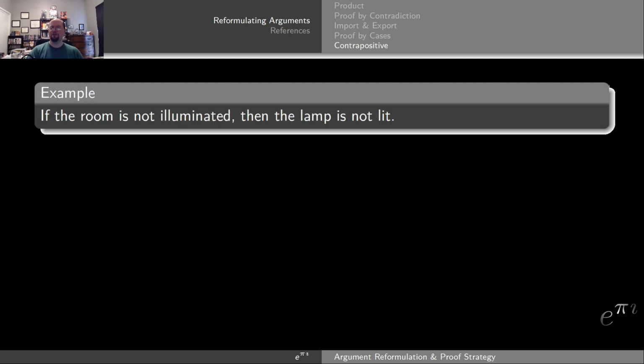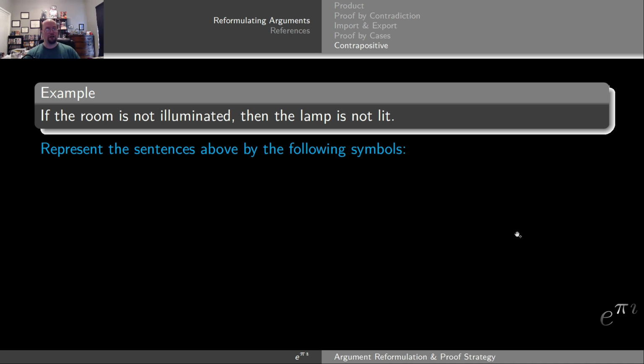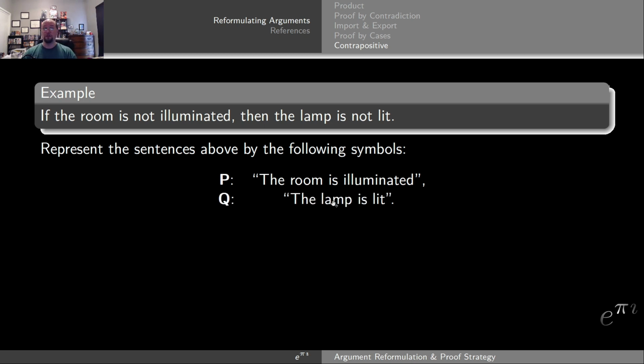As an example of the contrapositive, let's consider this implication. If the room is not illuminated, then the lamp is not lit. Let's represent these sentences with the following symbols. I'm going to take the hypothesis without the not to be P, the room is illuminated. Likewise, let's take the conclusion without the not to be Q, the lamp is lit. So the original sentence, the original implication would be negation P implies negation Q.